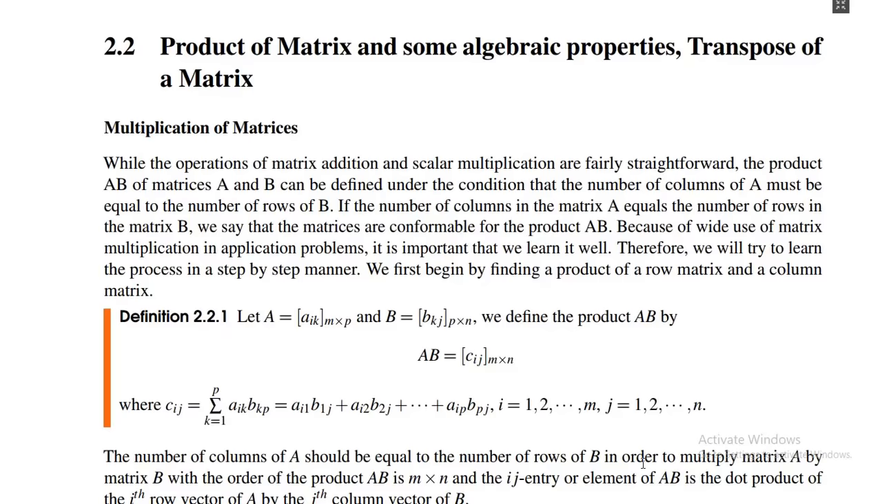In order to multiply matrix A by matrix B, the order of the product A times B is m by n, and the ij entries, or the elements of AB, are the dot product of the ith row vector of A by the jth column vector of B. Or simply put, we can multiply A times B if the number of columns of matrix A is the same as the number of rows of matrix B.